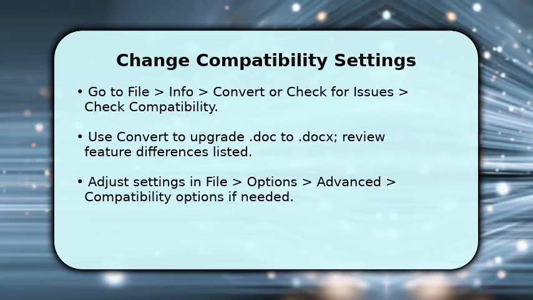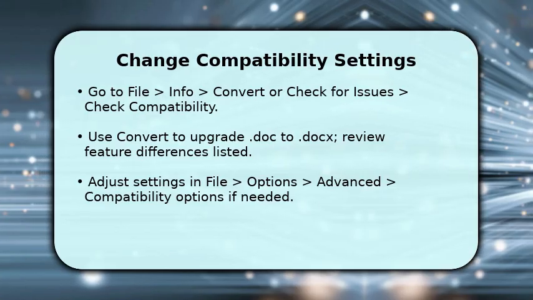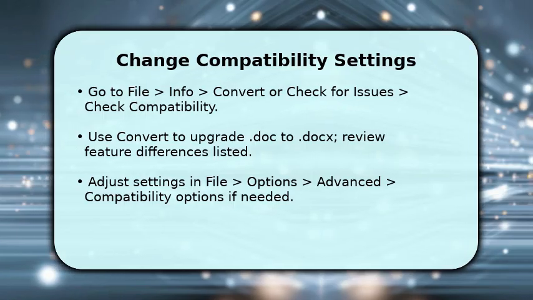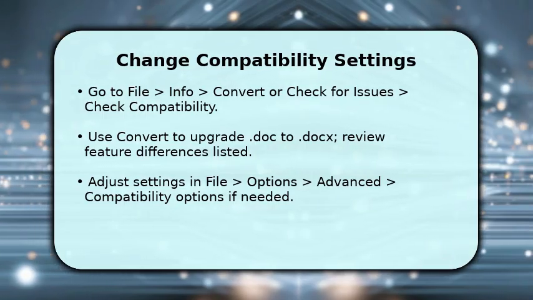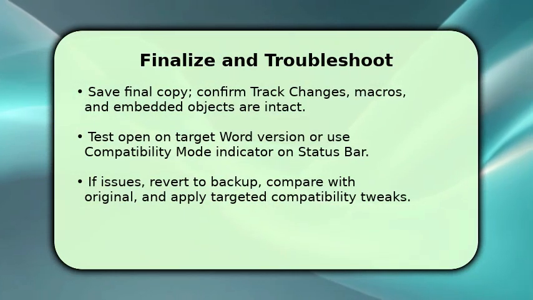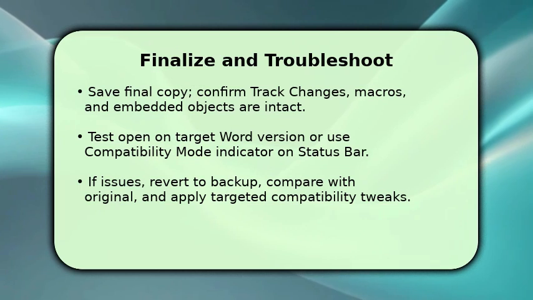Once reviewed, open File Options Advanced and use the compatibility options to target a specific previous Word version if necessary. This preserves layout for recipients using older Word releases. You finish by saving the converted file and verifying critical elements.